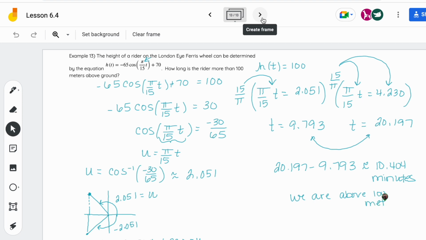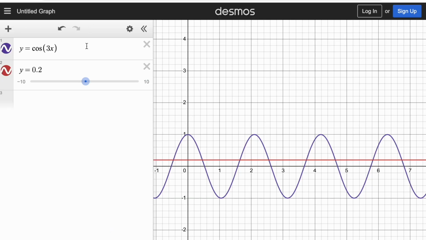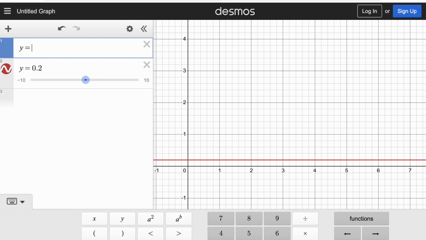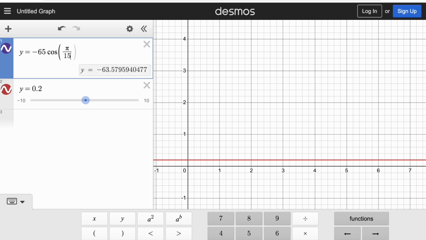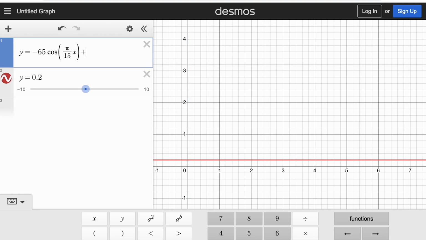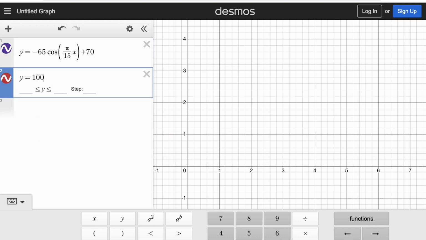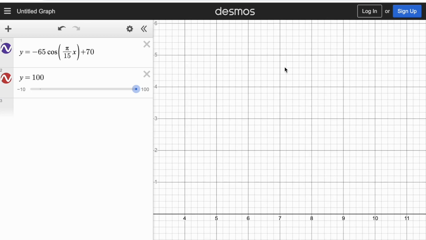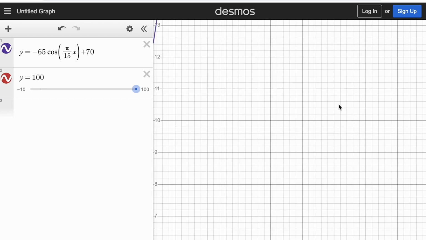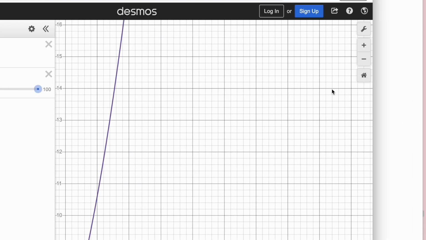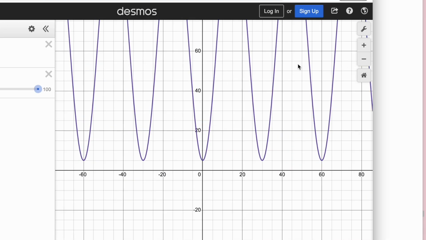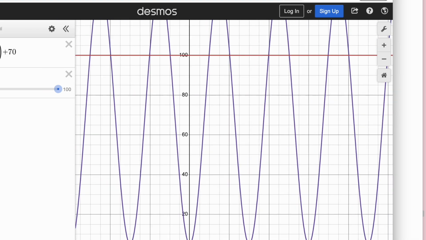100 meters. So let's look and see what this might look like graphically to help put some of these pieces together. All right, so we have the equation y is equal to negative 65 cosine of pi over 15x plus 70. We will have to renegotiate our graph here is 100 because we can't see anything, right? We can't see anything that's happening yet. Oh, here's our graph starting, but what we'll do is just zoom out a little. There's our graph. Okay, here is our graph.